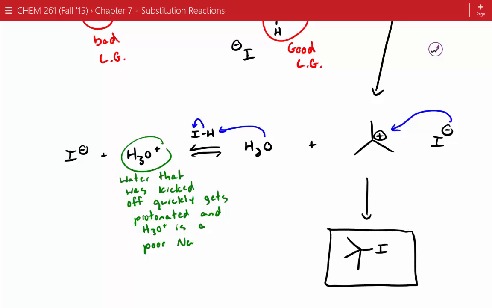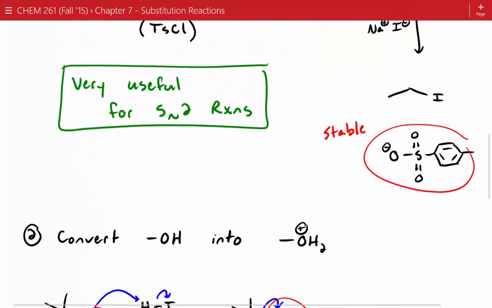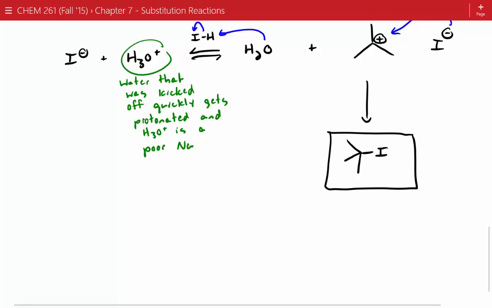So this is a pretty handy reaction. Why don't you think it's super handy for SN2 reactions? What do you notice about both of our potential nucleophiles? Not very strong. Yeah, they're not very strong. SN2 reactions, we said you have to have a pretty strong nucleophile. In this case, we're dealing with two relatively poor nucleophiles. So we normally see this technique used for SN1 reactions. So up here we said tosylation is very useful for SN2. This one is very useful for SN1 reactions.